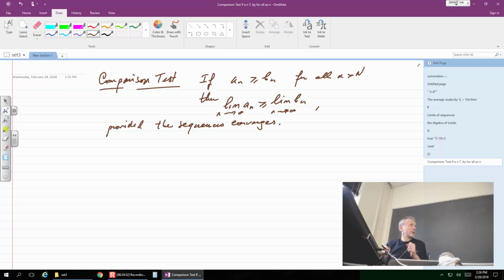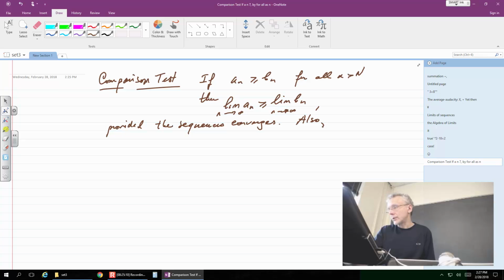Certainly not in this theorem. The theorem tells you what happens when everything is good to begin with. So it's a comparison of two convergent sequences. There is, however, an interesting part to this.